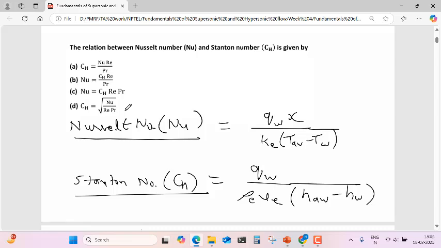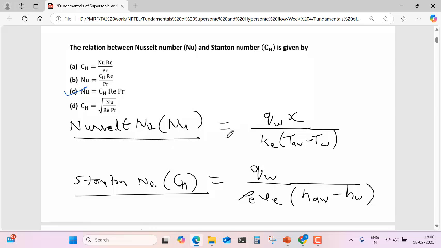First question: the relation between Nusselt number and Stanton number is given by which option? Option A, Ch equal to Nu Re upon Pr. Option B, Nu equal to Ch Re upon Pr. Option C, Nu equal to Ch Re Pr. Option D, Ch equal to under root Nu upon Re Pr. So what will be the relation? It was taught in the class. The relation will be C, Nu equal to Ch Re Pr. We will see how.